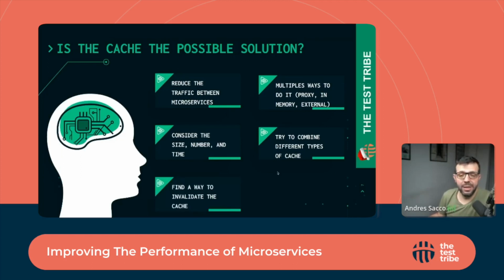You need to find a way to invalidate the cache, just in case you change a lot of things in your microservice that affect the other microservices. Imagine that you detect a problem with the names of a lot of cities, and you fix it, and you need to invalidate the cache of the other microservices.